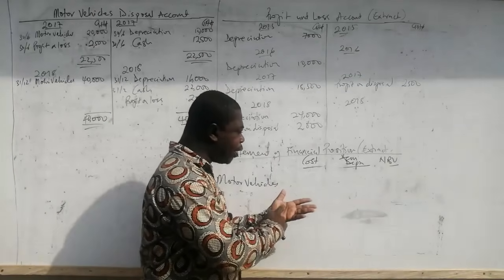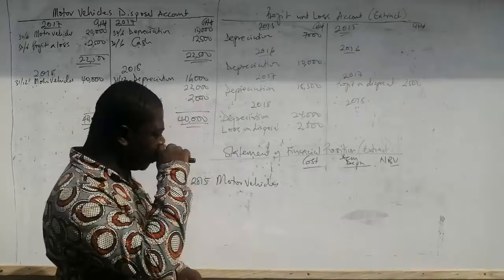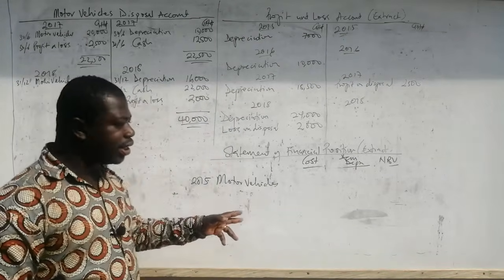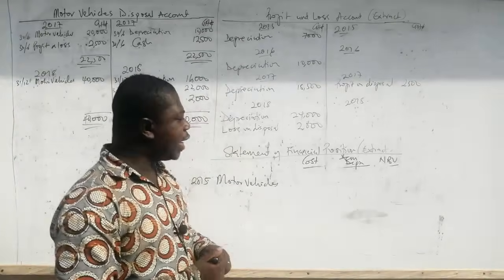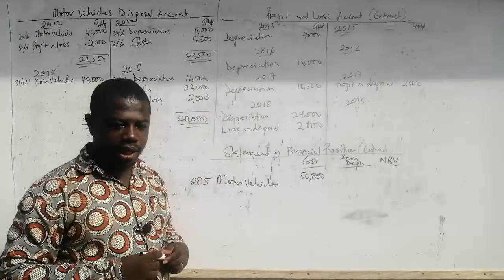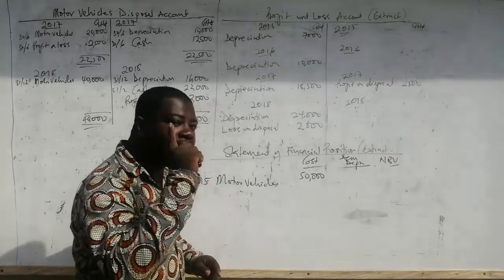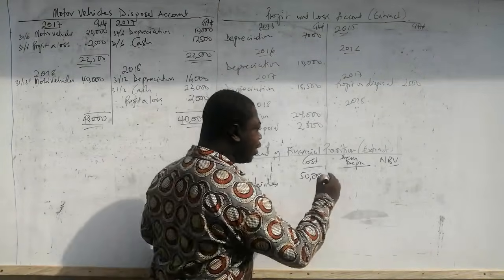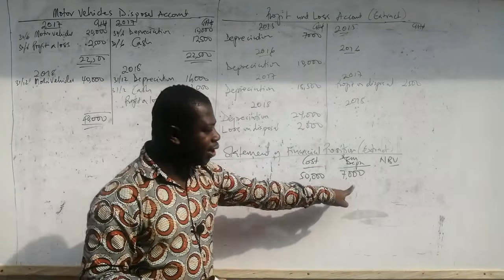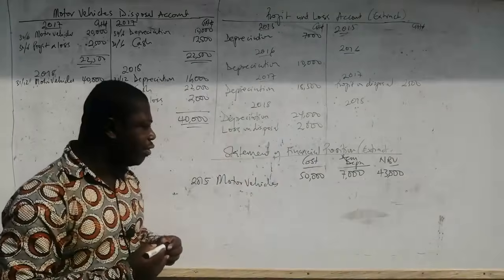You pick your calculator and subtract the accumulated depreciation from the cost to get your net book value. So that is what we are going to do. And so in the motor vehicles account for 2015, the cost, the balance carried down was 50,000. And in the accumulated depreciation, we are not picking the profit and loss, we are picking only the balance carried downs. The balance carried down was 7,000 in the provision for depreciation account. And so this minus that will give us 43,000. This is all the examiner is requiring you to show.